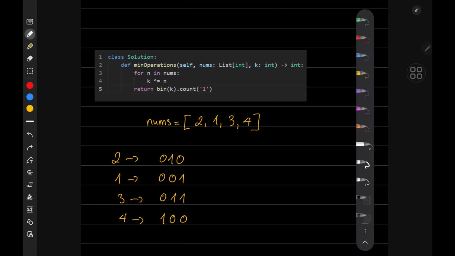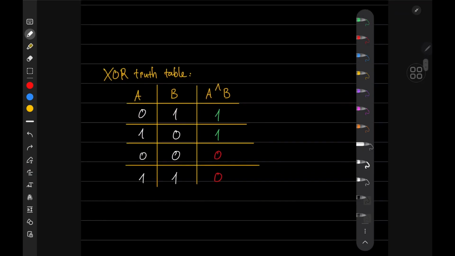Okay, so we're given an integer array nums with these numbers and we want to get the XOR of all of these numbers, and we want to count the minimum operations we need to flip the bits in order for it to equal our given k. First, we need an observation.